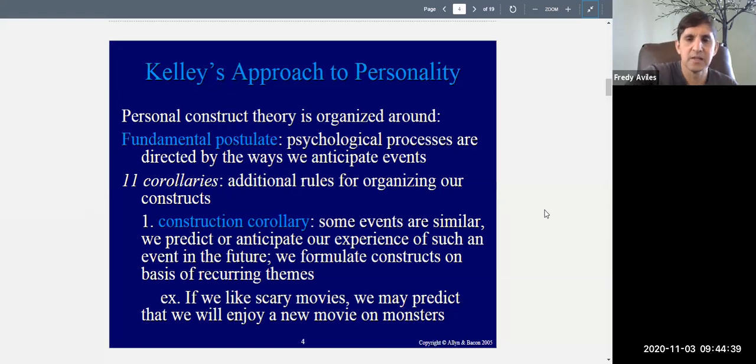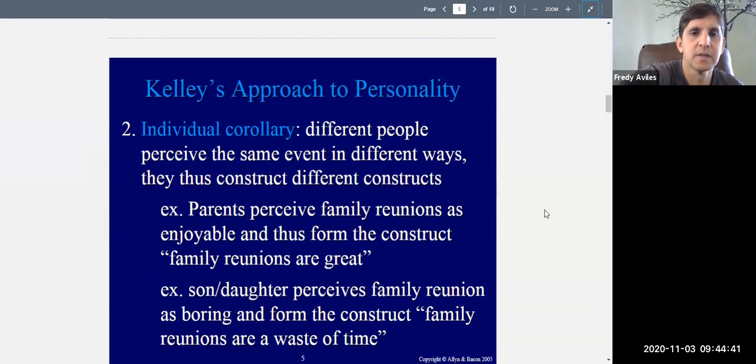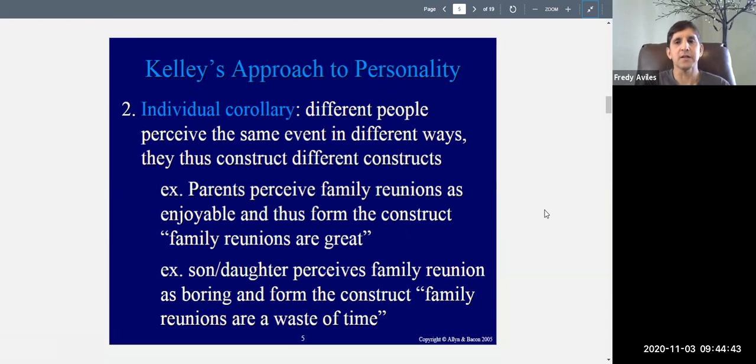That's what that says. Let's keep going. There's also the individual corollary, which says that different people perceive the same event, the same situation in different ways, and can therefore develop different constructs. We each see the world in our own unique way. So different people can look at the same situation and develop a different prediction or apply a different way of thinking. Think about the situation differently, basically.